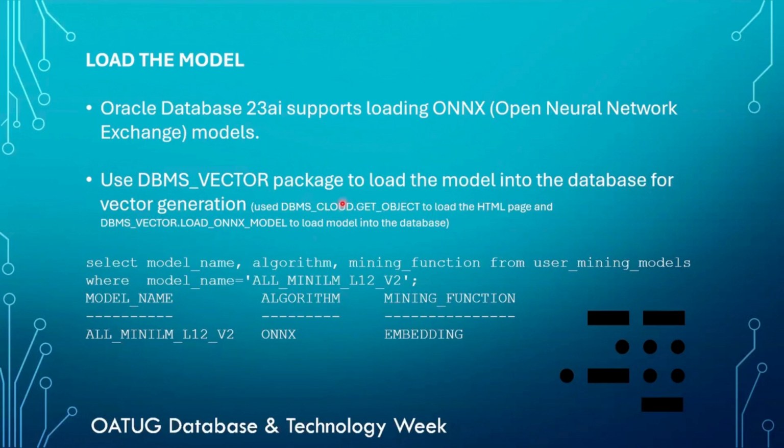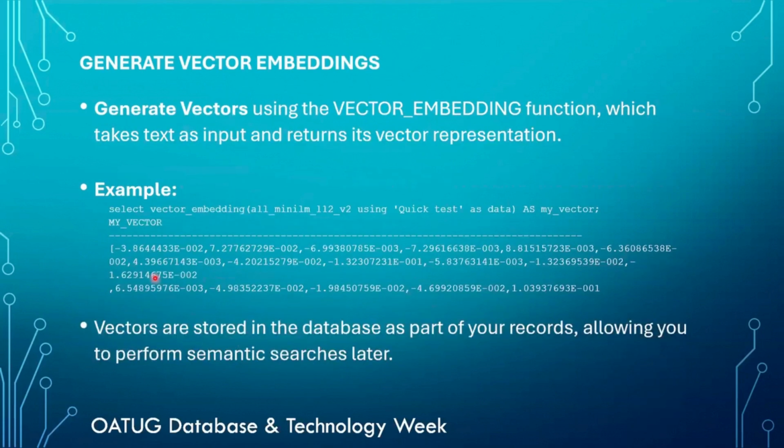So you need to have a model to generate vectors. Once you have the model, you can easily generate the vector for your business data. To generate a vector, you can use the VECTOR_EMBEDDING function. Once the model is there, I can show a sample. For example, I can pass a value, 'quick test'. It's going to generate vectors for anything that you pass. 'Quick test' is just a simple example that I'm going to pass. That's going to create some vectors. So these are the vectors.